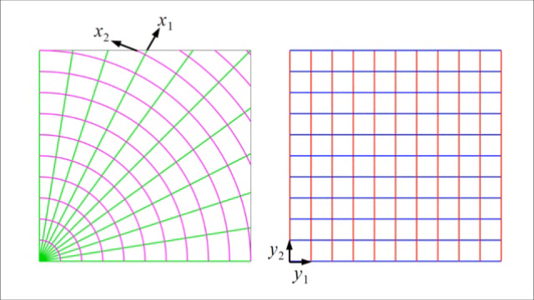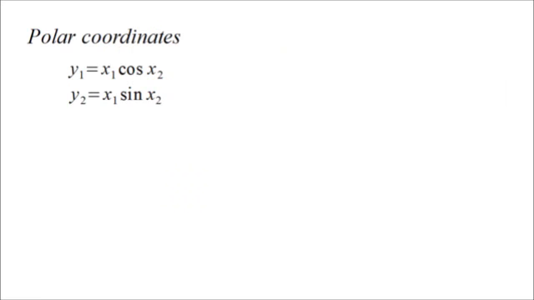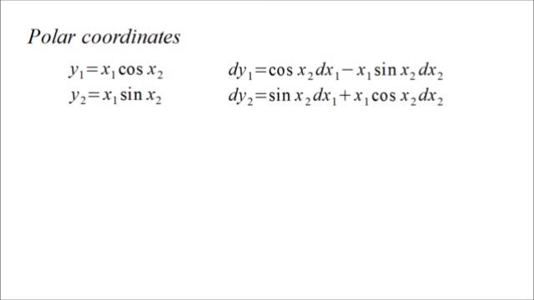Let's start off with polar coordinates. You have polar coordinates on the left, x1 and x2. So x1 increases along the green radial lines, x2 increases along the magenta circles, and corresponding rectangular coordinates y1 and y2. The specific relationships are that y1 is equal to x1 cosine x2, and y2 is equal to x1 sine x2. We can then use calculus to get the dy's.